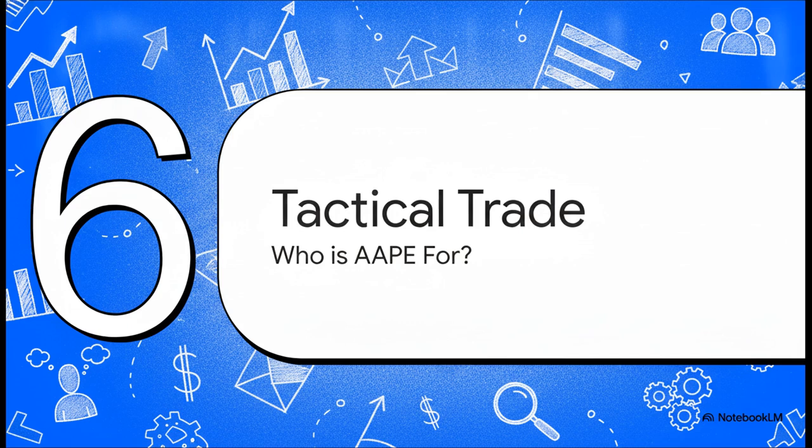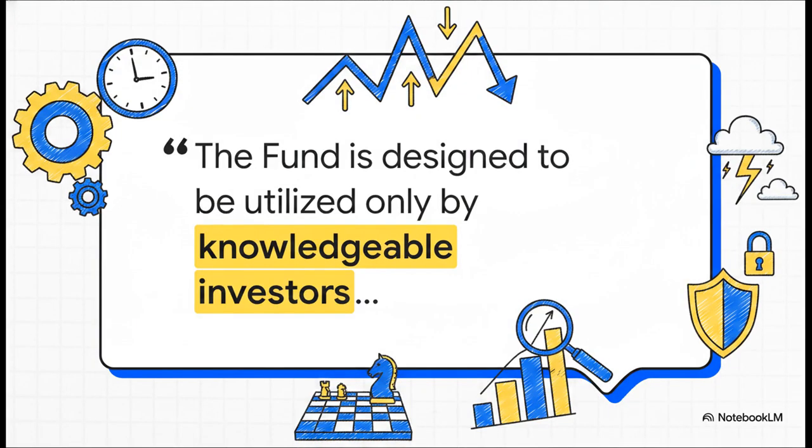Now for Section 6, Tactical Trade, not long-term. Who is APE actually for? Building on all these mechanics, let's talk practical application. This quote pulled straight from the prospectus really hammers home our central rule. APE is a daily tactical vehicle. It is not a long-term buy-and-hold tracker. They explicitly state it's not appropriate for investors who aren't planning to actively monitor and manage their portfolios frequently, if not every single day.